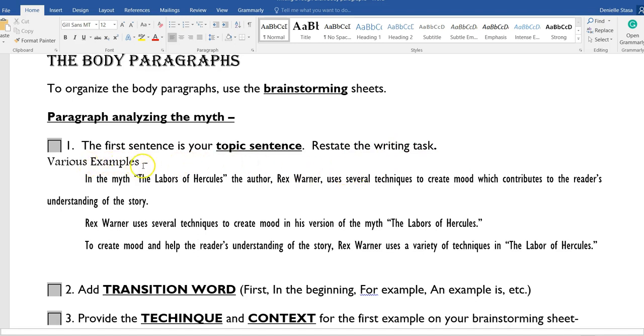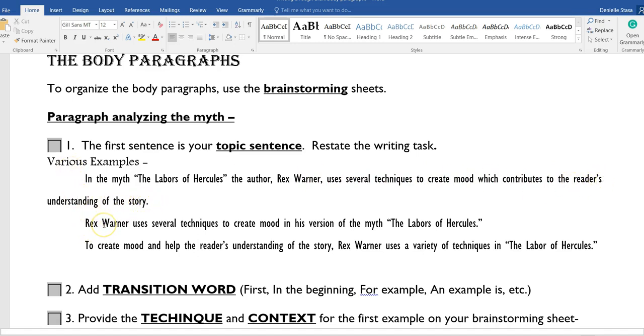So I give you some various examples of ways to write the topic sentence for the paragraph analyzing the written myth. Okay? You want to include the title, which is The Labors of Hercules, the author, Rex Warner, and the fact that we are going to be discussing the techniques that he uses to create mood, which contributes to our understanding. So, in my first example, in the myth, The Labors of Hercules, the author, Rex Warner, uses several techniques to create mood, which contributes to the reader's understanding of the story.